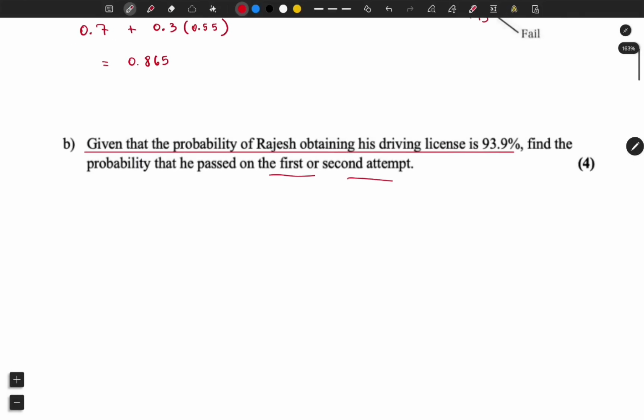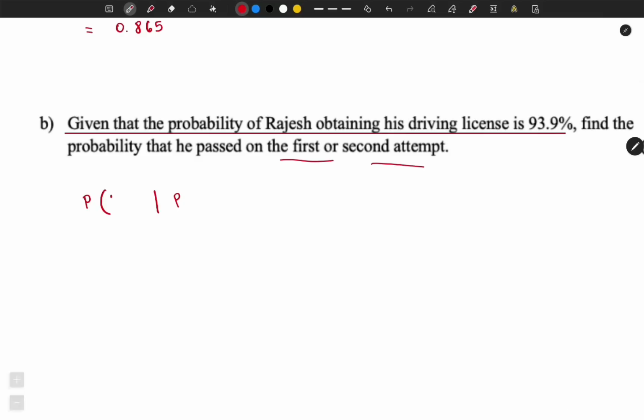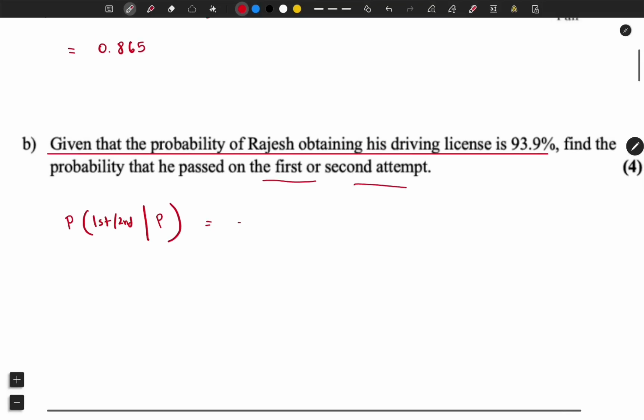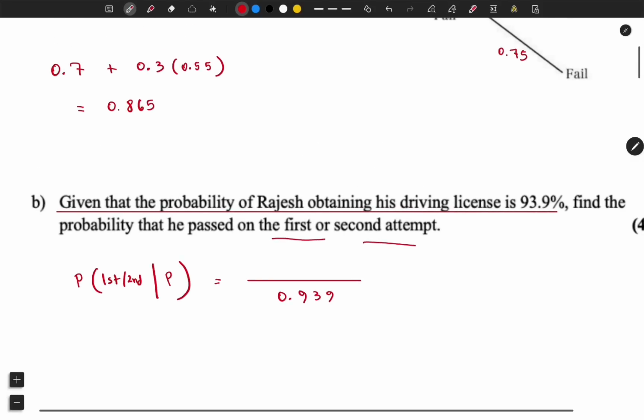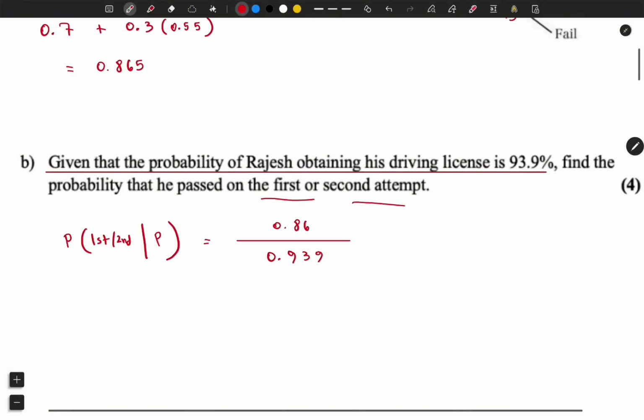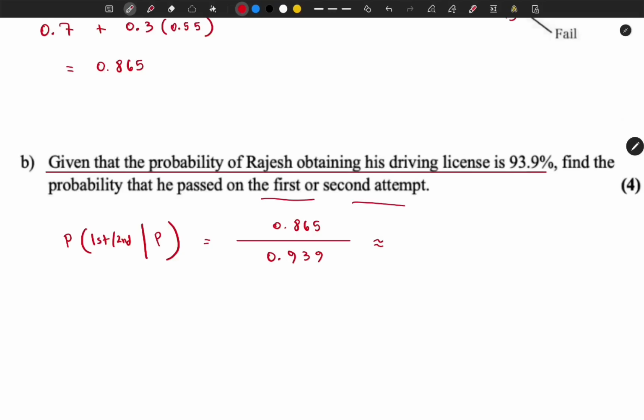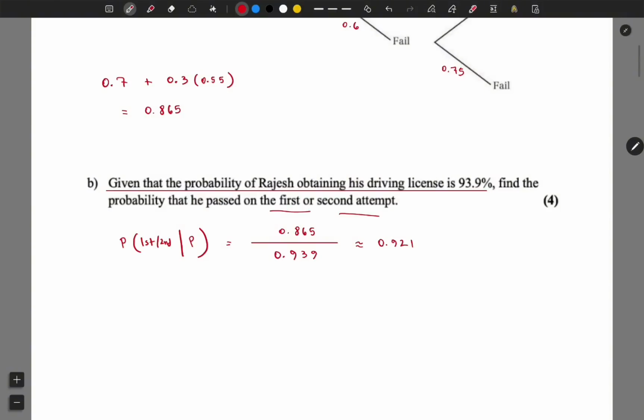Now what they have told us is that the probability of Rajesh obtaining his driving license is 93.9%, which means that this event has already occurred. So it's the probability of passing. Now we need to find the probability that he passed on the first or second attempt. So it's either first or second attempt. So we basically need to find this value. So in order to find this value, in the denominator, there will be the probability of obtaining the driving license, which is 0.939, and in the numerator, there will be the probability of passing on the first or second attempt, which is 0.865. So this will be equal to around 0.921. So that is the answer for this part of the question.